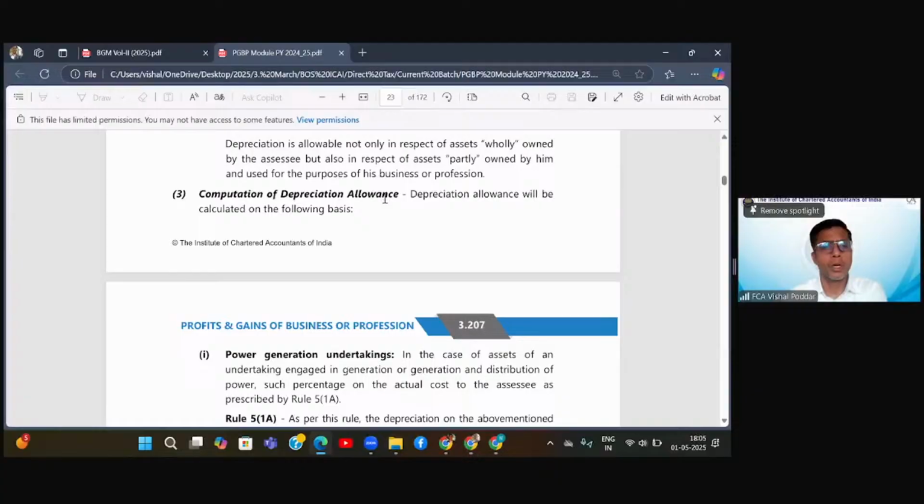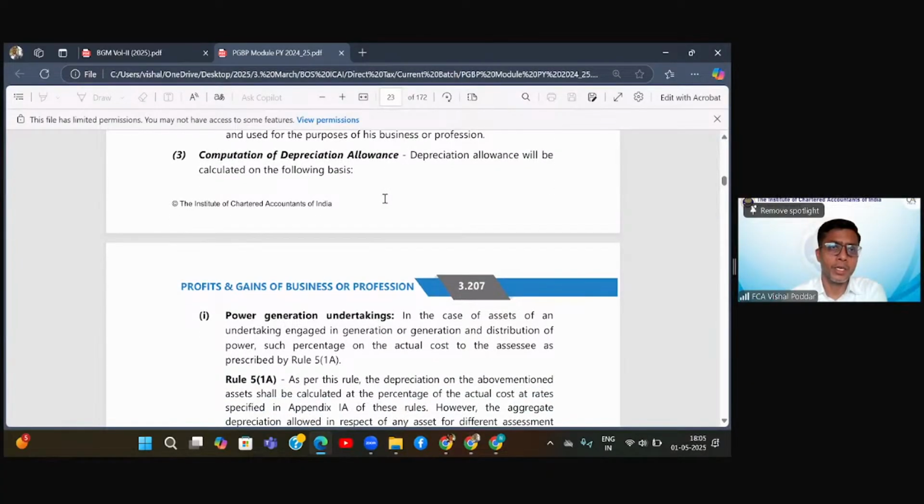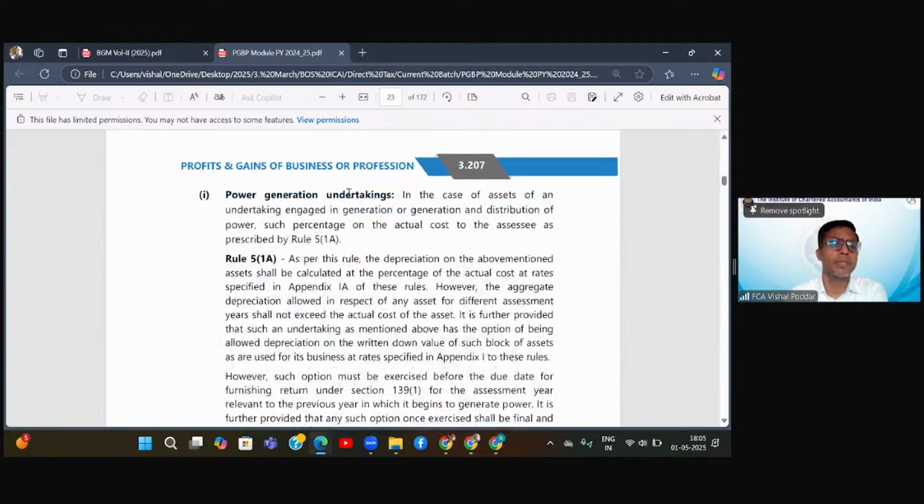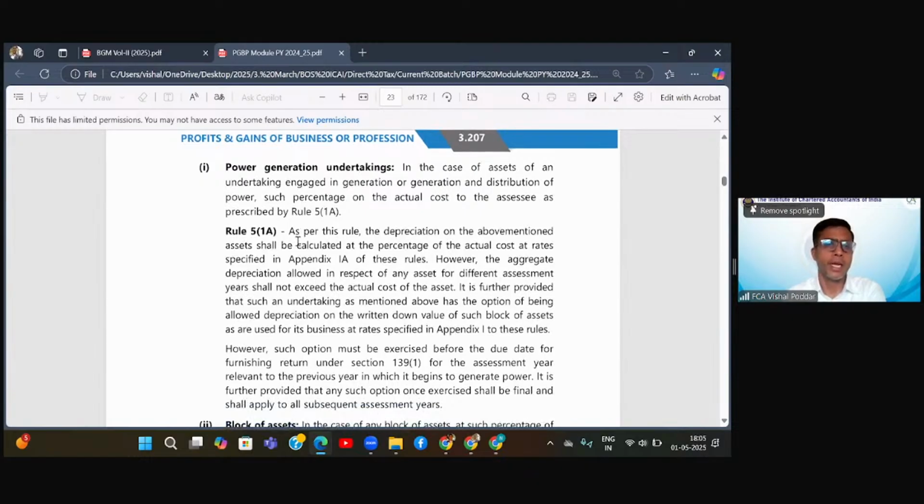Then comes the computation of depreciation. If you remember, we had studied this, section 32(1), clause (i) deals with the option given to power generation units. This is read along with Rule 5(1A). Rule 5(1A) says that when you are a power generating unit, you are given an option to calculate your depreciation on SLM basis.